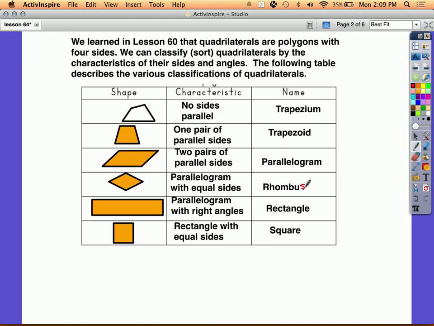Okay? If we have a parallelogram, so we have two pairs of parallel sides and all the sides are equal, it's a rhombus. If we have a parallelogram, or two pairs of parallel sides, with right angles, in here they're all right angles, that's a rectangle. And if we have a rectangle, so we have two pairs of parallel sides, all right angles, and we have equal sides, it becomes a square.